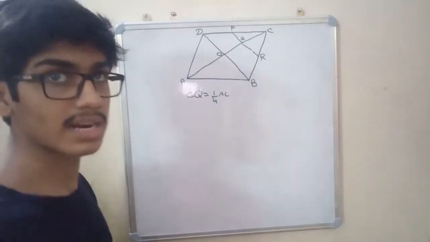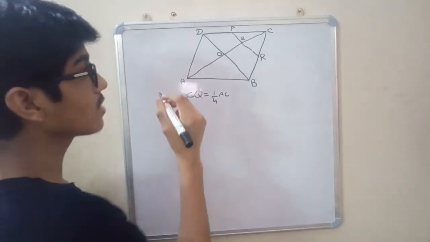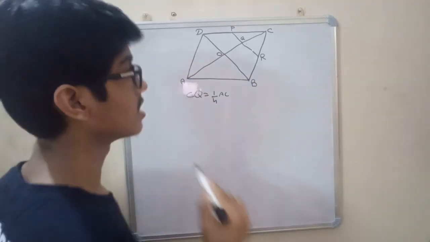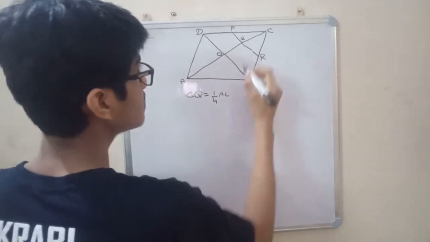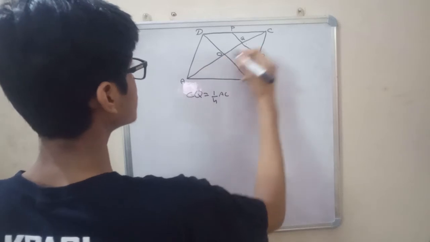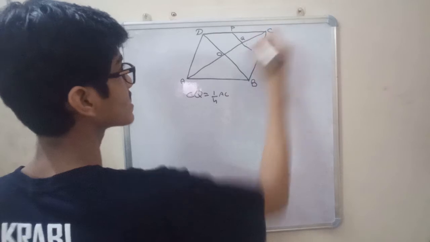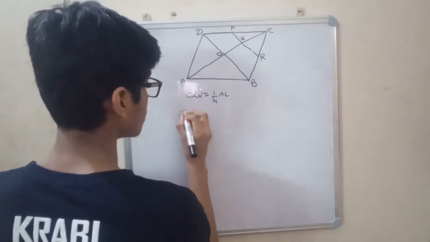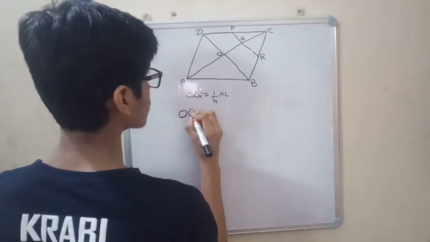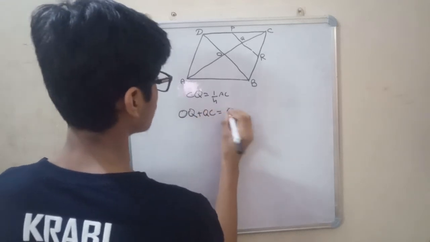So now let's start with the question. First thing, we know that in a parallelogram the diagonals bisect each other. That means DB will bisect diagonal AC. That means AO is equal to OC. Now we can write OC as OQ plus QC.